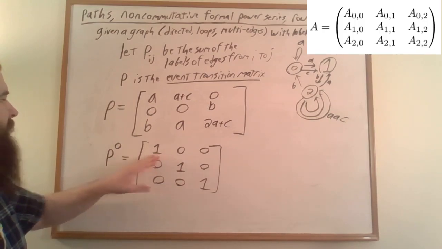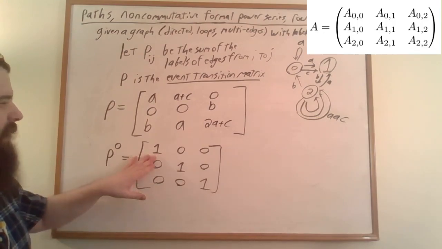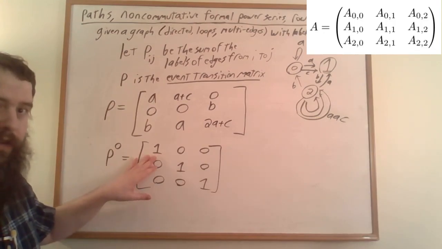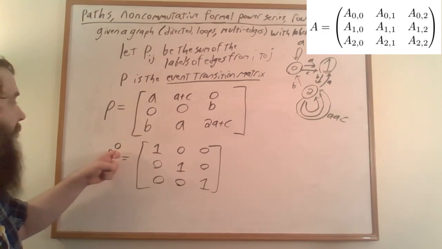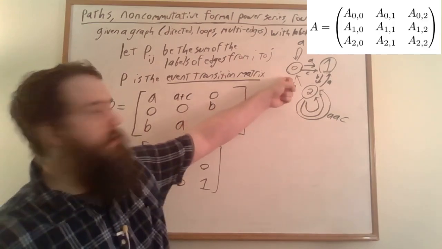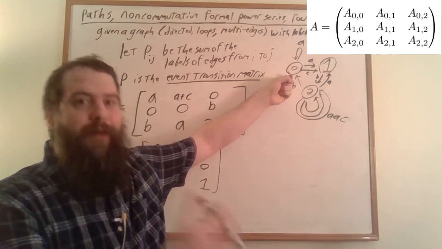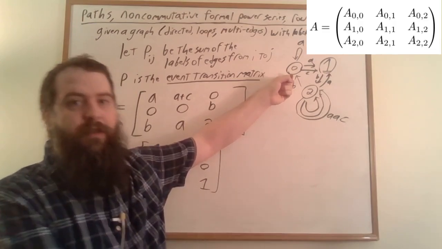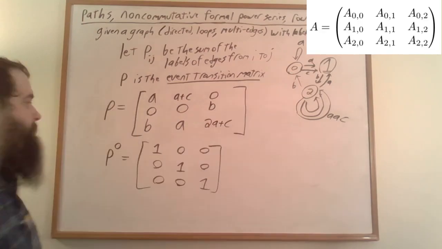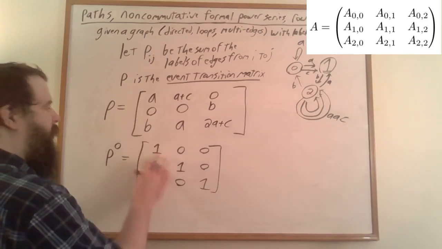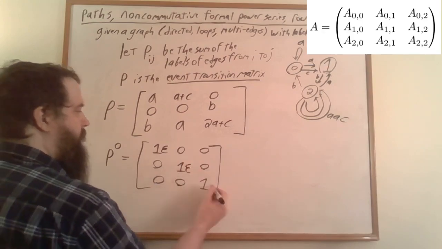There's one path of length 0 from vertex 0 to vertex 0. But we don't just want the path, we want the word corresponding to the path. But what is that word? What is the word that corresponds to the path of length 0 from vertex 0 to vertex 0? It's the empty word, right? We're going along 0 characters worth of edges. We're going along edges labeled by characters in the empty word. And so we want to view this 1 here as actually 1 times the empty word.